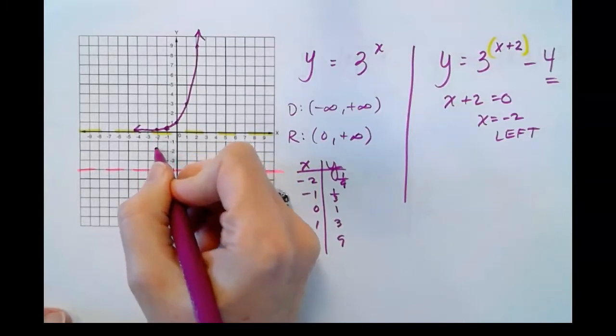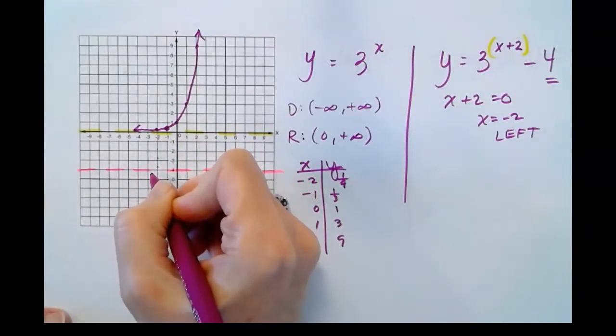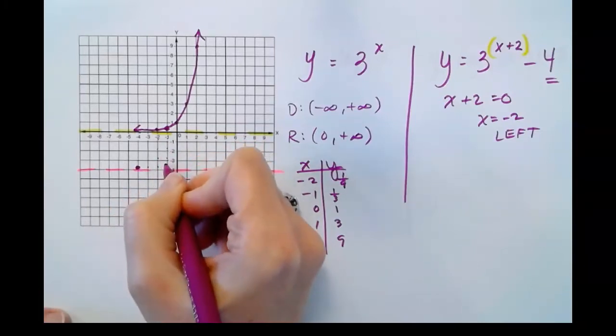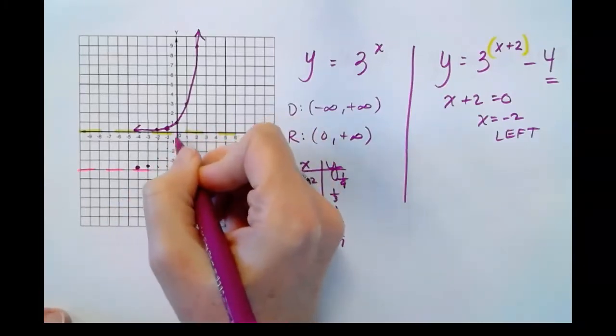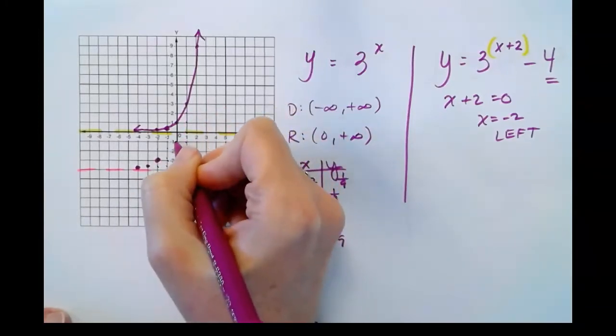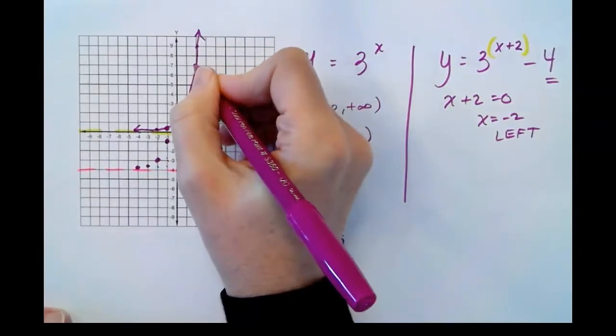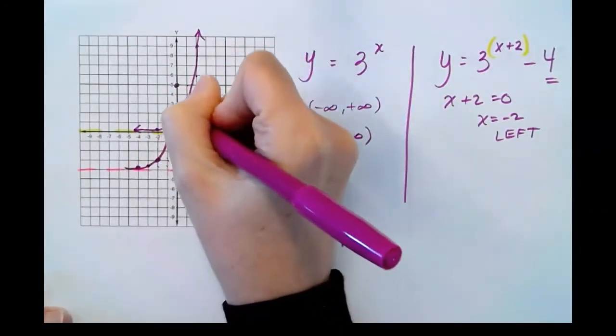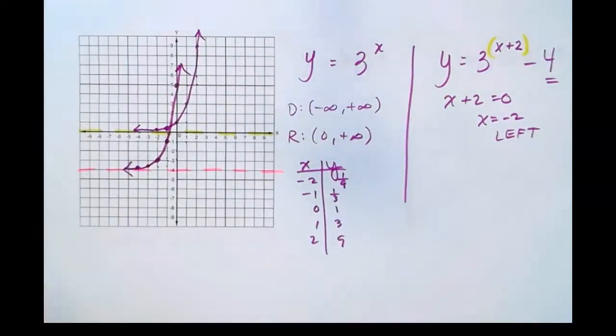So 1, 2, 3, 4, and then 2 to the left. 1, 2. So there's a point. Then we translate the remaining points the same way, down 4 and left 2. So here we go. Here is our very basic translation of an exponential graph.